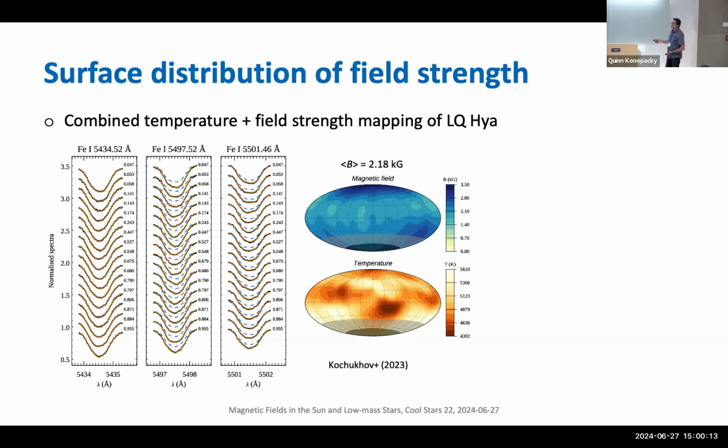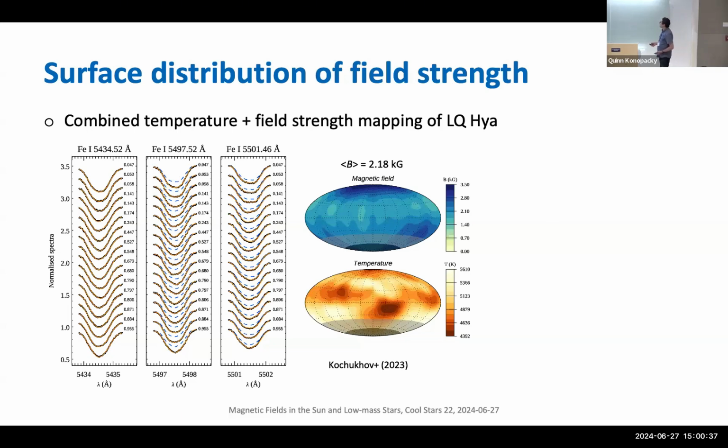And it's really boring. It only shows slightly stronger fields at the poles, maybe not surprising. But overall, there is no structure to it, meaning that the field reconstructed with this methodology, the small-scale field, is not clustered in large-scale features on the stellar surface. It doesn't form large spots.